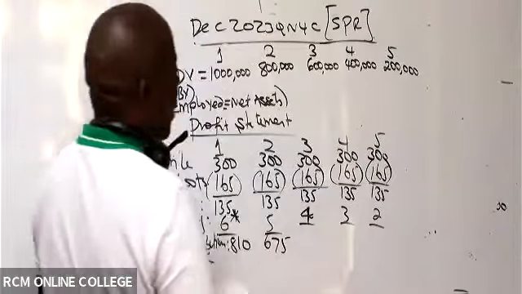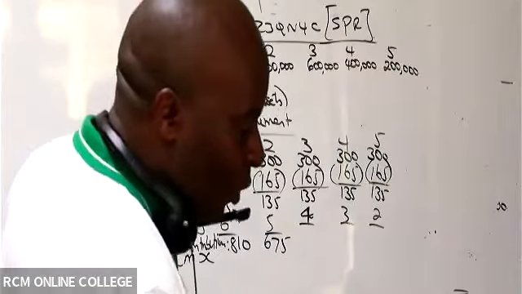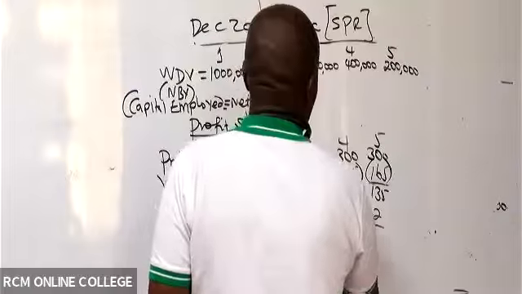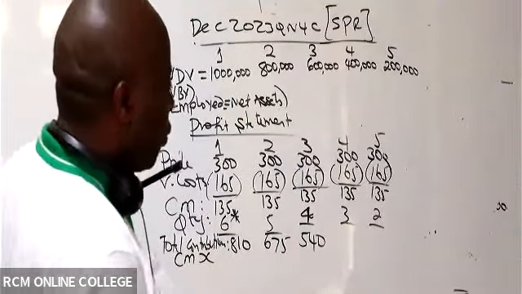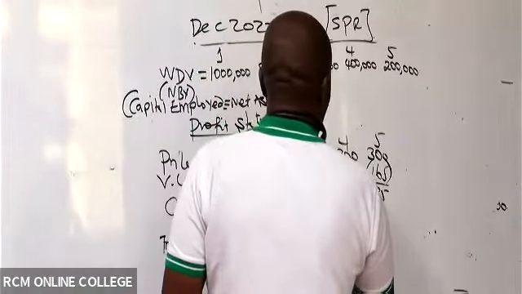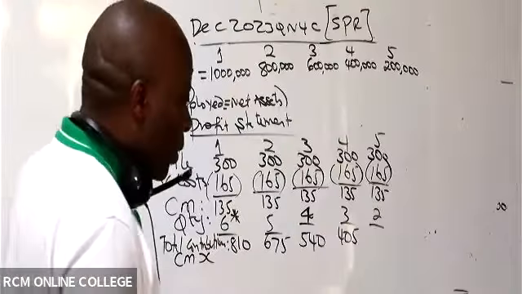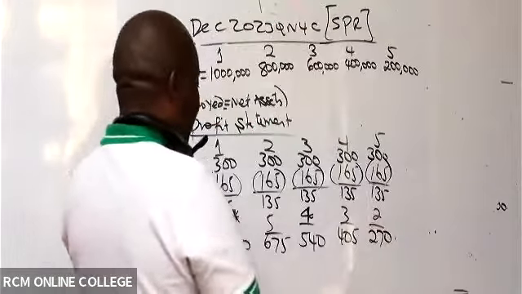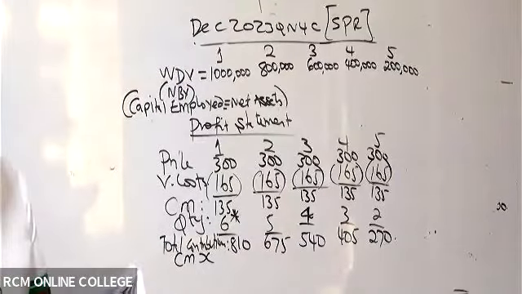We take on the next one, 135 times 4, we are getting 540. From there, we have 135 times 3, which gives us 405. From there, we have 135 times 2, which gives us 270. Now, ladies and gentlemen, from there, what do you think will be the next thing to be done?